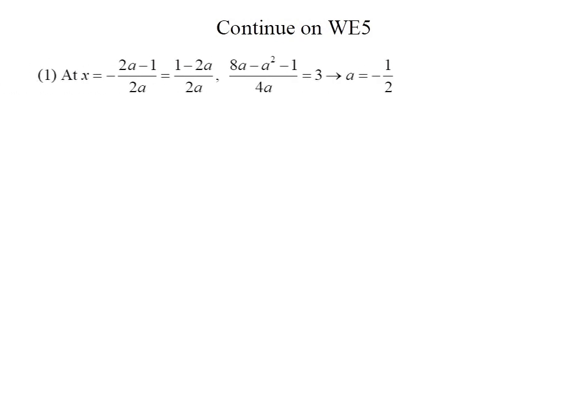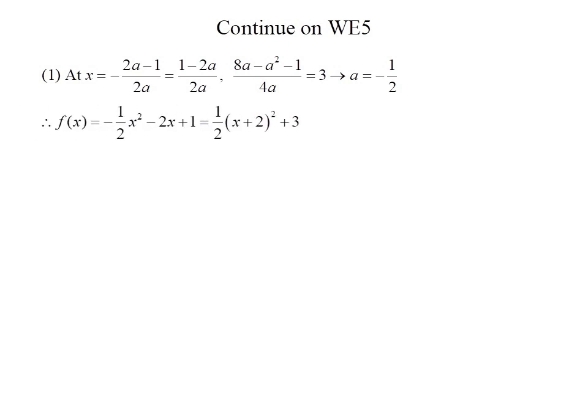First, we assume that the maximum value of 3 is obtained when x is at the turning point of the quadratics, which is (1 minus 2a)/2a. Hence, the y-coordinate of the turning point is expressed by the result of (8a minus a squared minus 1)/4a, which equals 3. We solve this equation and find a equals -half.